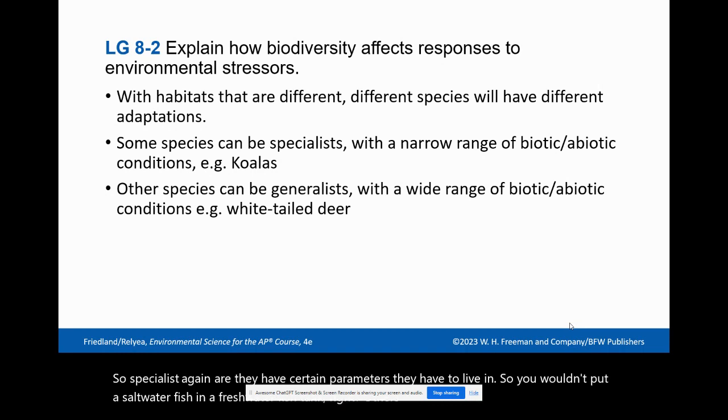Other species can be generalists, and they have a wide range of factors they can live in. So, for example, dogs or white-tailed deer here, they are all over North, Central, and South America. We have them all over the place: Canada, United States, Mexico, and they're adapted to their very different situations.